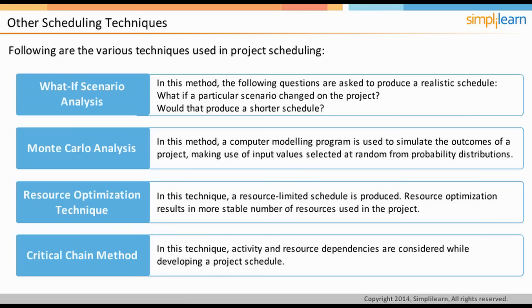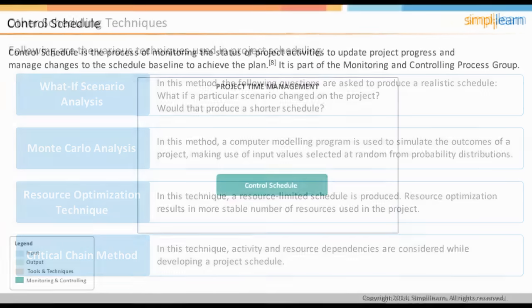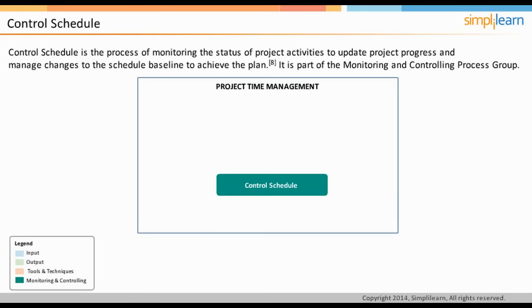In the next screen, let us look at the last process in project time management, control schedule. Control schedule is concerned with determining the status of the project schedule, determining that the project schedule has changed, and managing the actual changes as they occur. The project schedule is an important input to this process. It is the actual schedule that needs to be controlled.